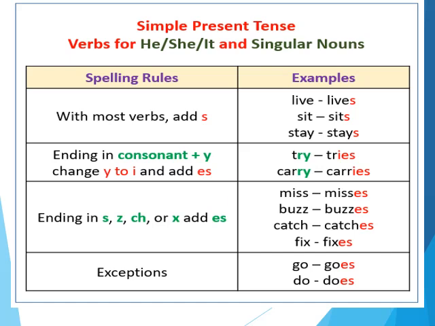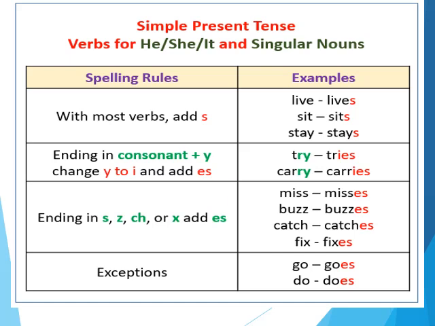Spelling rules and examples. There are many verbs which end with s. Examples: live, lives, sit, sits, stay, stays. You add only s to the verbs. Next, there are verbs ending in consonant plus y which change into ies. That is, you drop y and add ies.